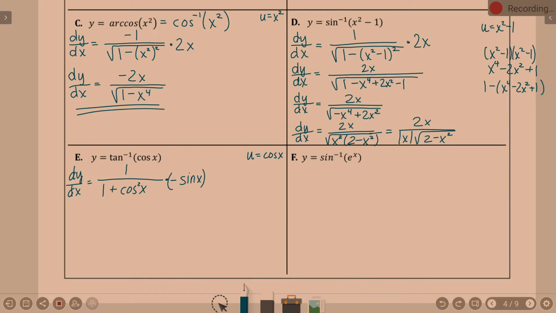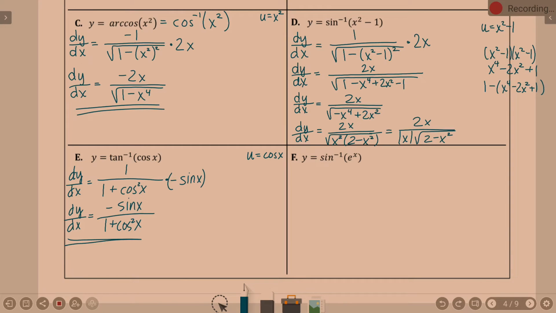Cleanup wise, there's not much you can do other than make it a fraction. Negative sine x over 1 plus cosine squared x. I was eyeing that, hoping it'd be a 1 minus cosine squared x. If it was, maybe negative 1, wouldn't it? Oh, no, it'd be sine squared.